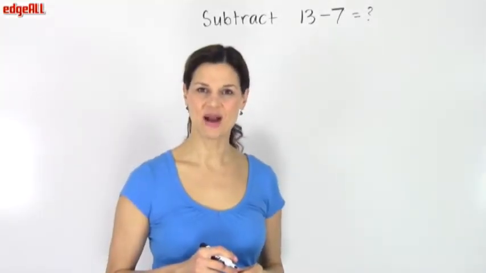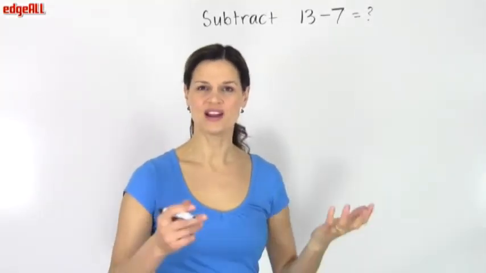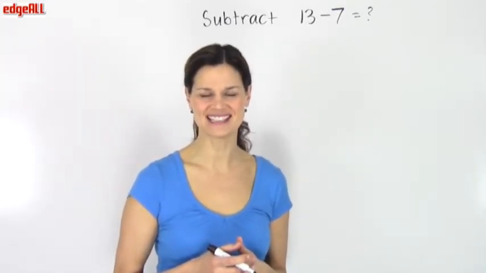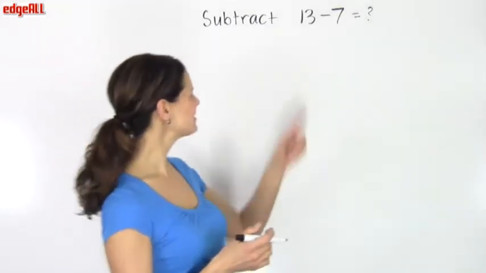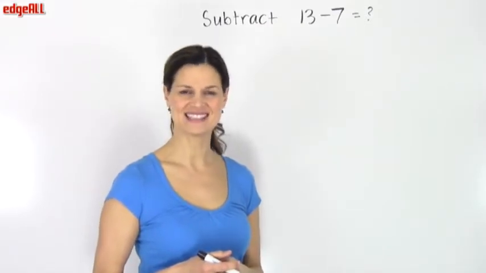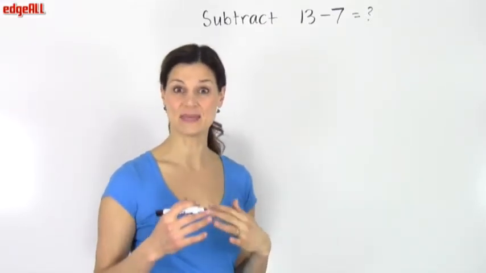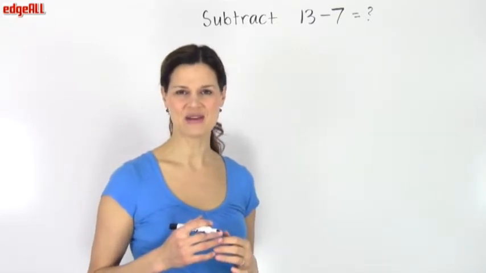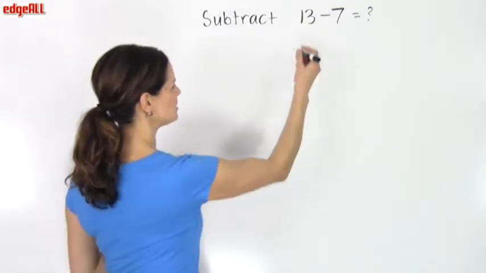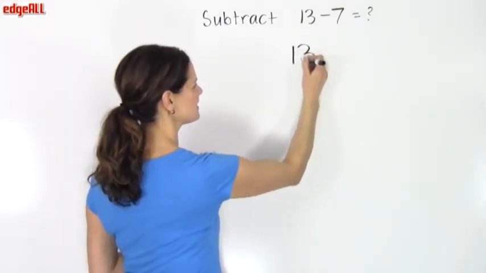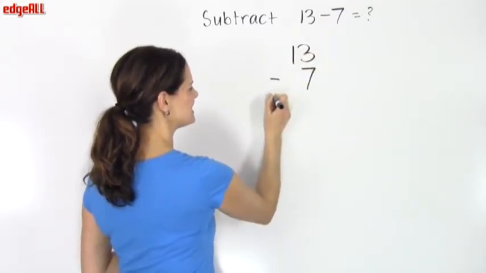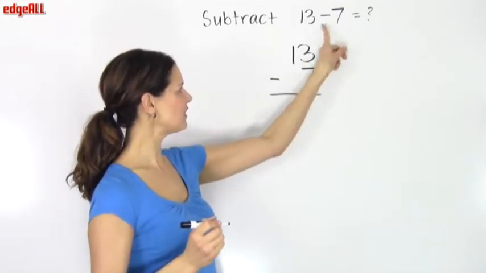Let's look at another problem of subtracting where we're required to do some borrowing from our tens place in order to subtract the digits in our ones place. So the problem we have here is asking us to subtract 13 minus 7. We're going to set this problem up in the same way that we set up our two-digit subtraction problems, but in this case we have a two-digit number, 13, and we're subtracting a one-digit number, 7.